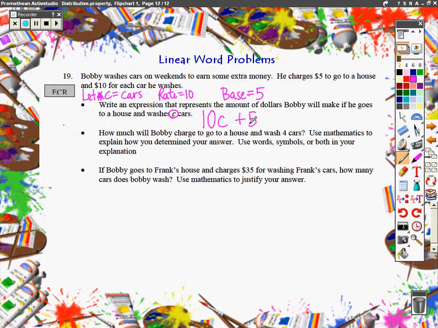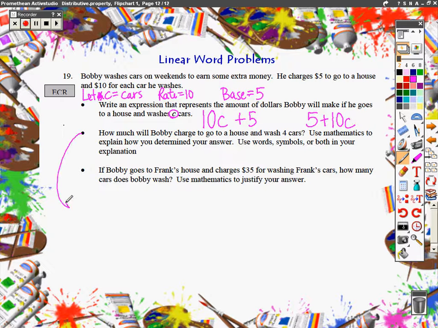Could you write this a different way? Sure, you could say no matter what, I'm going to charge you $5 just to go to your house. And I'm going to charge you $10 for every car. And the reason we use the C to represent how many is if I washed one car, I'd add 10. If I washed 2 cars, I'd add 10. And if I washed 3 cars, another 10. But if I don't know how many cars I'm going to wash, that's why we just use the little variable of C. So I'm going to leave it as 10C. Either one of these expressions is okay. It doesn't have to equal anything because it's simply just an expression.